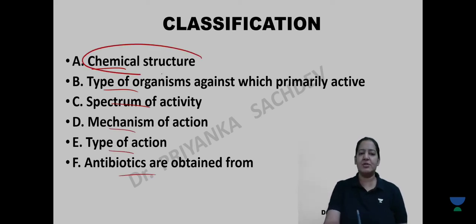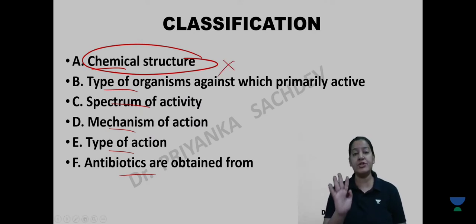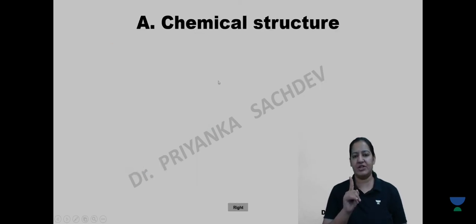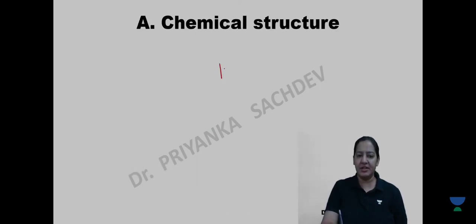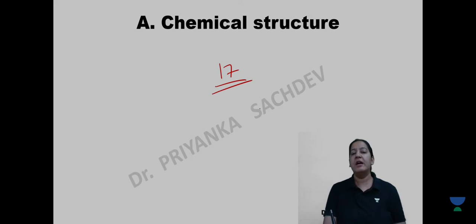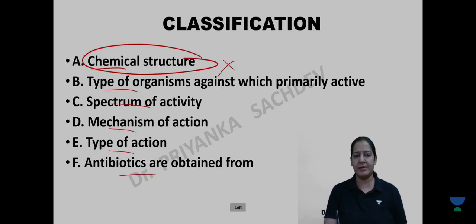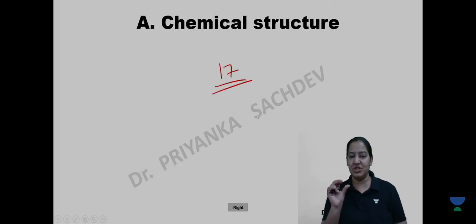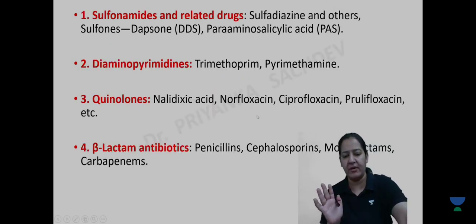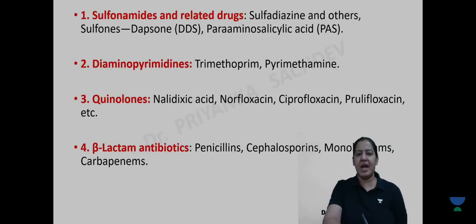The first classification is based on chemical structure. This classification is not at all important, but for your knowledge, you should know that based on chemical structure, there are 17 different groups we divide the antibiotics or antimicrobial drugs into. Chemical structure is the chemical formula of the drug, right? There are some drugs which have sulfone and amide group in them. They are known as sulfonamide.